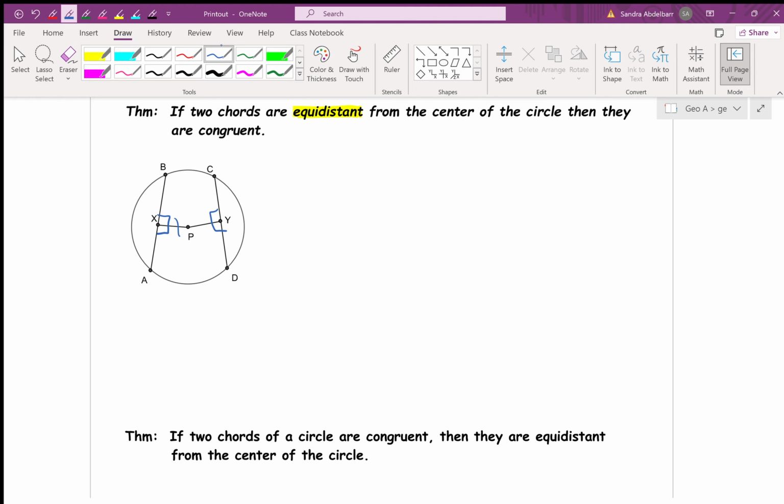If they're congruent, then if the two chords are an equal distance from the center of the circle, then they are congruent. So if their perpendiculars are congruent, then their chords are congruent. And I'll write that out for you. If perpendiculars congruent, then chords congruent. That's what this means. If the perpendiculars from the center of the circle are congruent, then the chords are congruent, that they intersect.